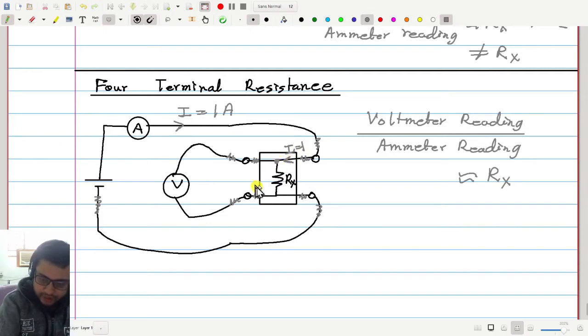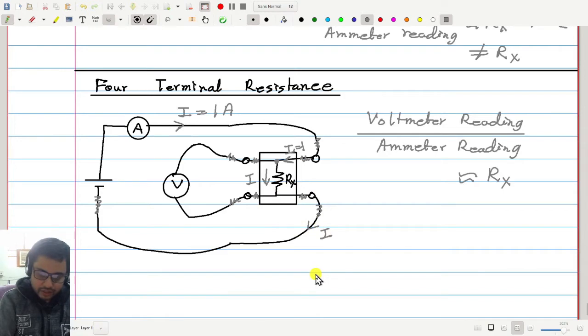from this point onwards, it will have 2 paths, one through Rx, one through this voltmeter. However, normally voltmeter resistance is much higher, and there is something also called potentiometer, which we will study later, for which we can take this resistance to be infinite. So that means this current will flow through Rx only, or at least most of it will flow through Rx. Okay, and it will come out and then it will go like this.